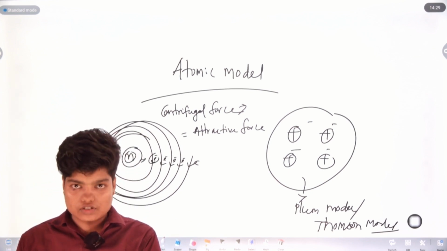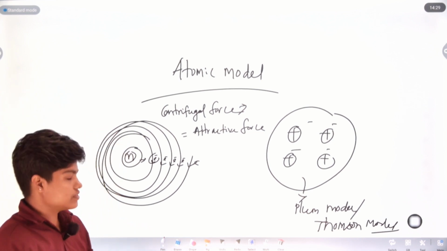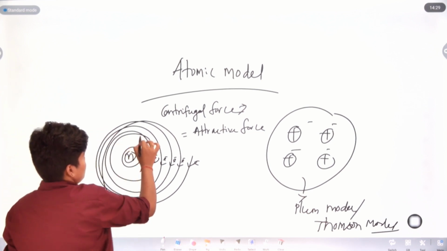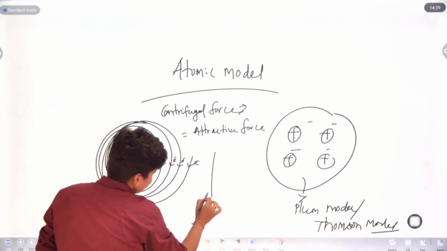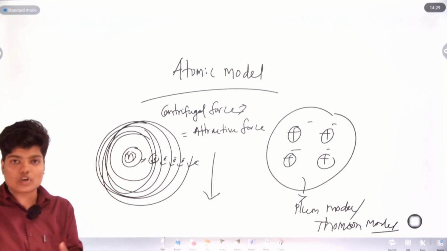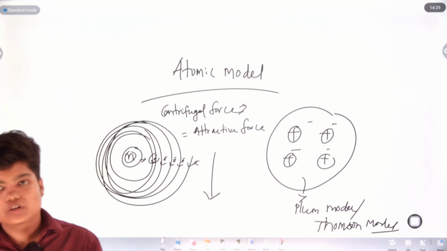if the electron is continuously revolving around the nucleus, then the energy of the electron will continuously decrease. The energy level will decrease, and at last it will fall upon the nucleus. So the atom will not exist.